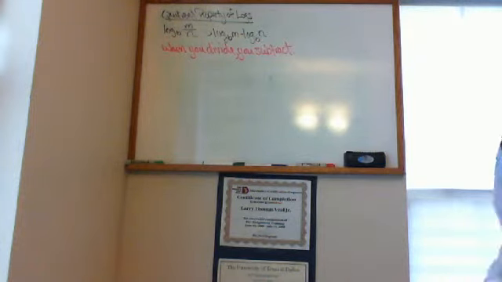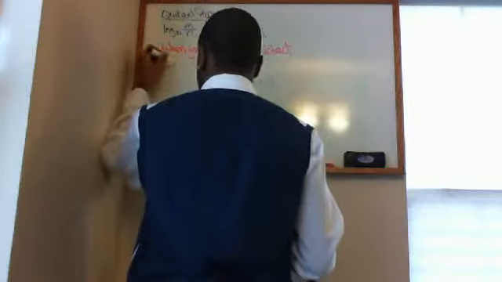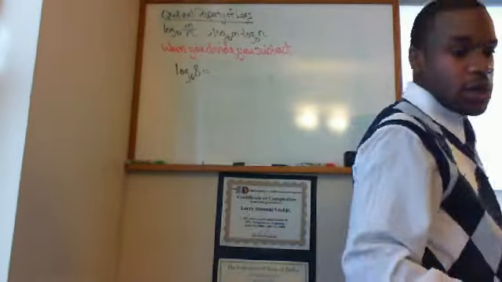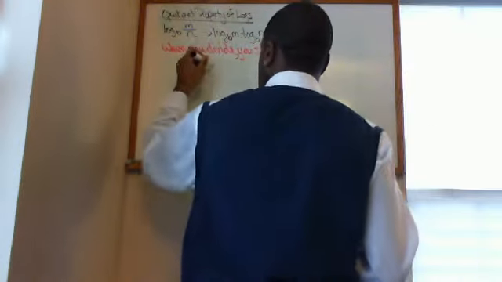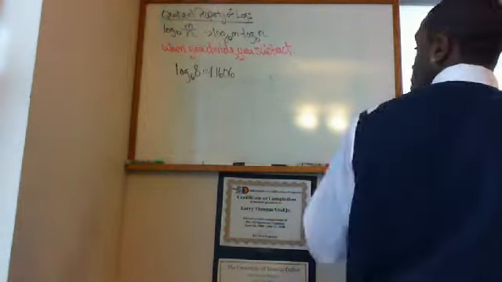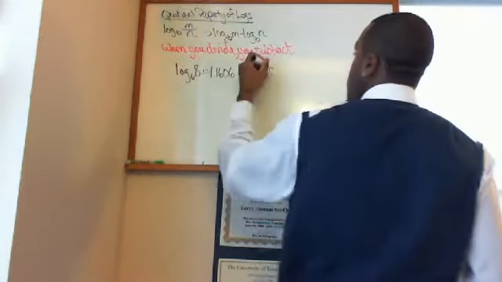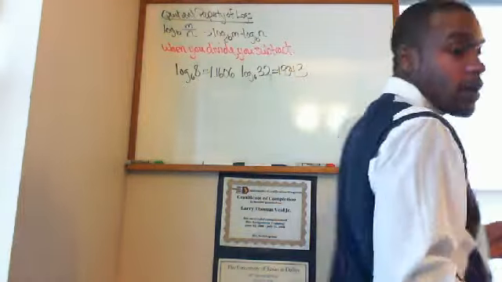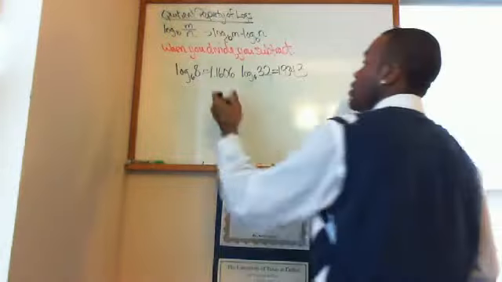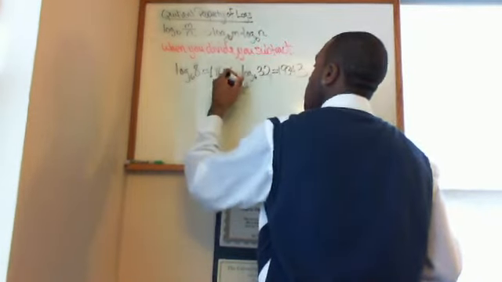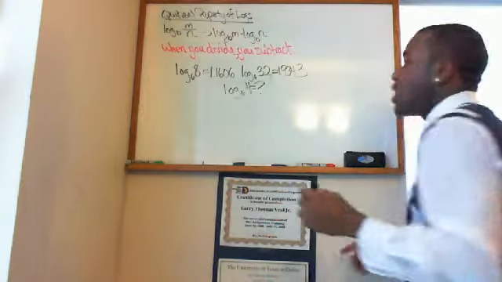Alright, so the problem tells me to use log base 6 of 8. Log base 6 of 8 is approximately 1.1606, and log base 6 of 32 equals approximately 1.9343. Now my job is to find out log base 6 of 4. I want to know what that is.